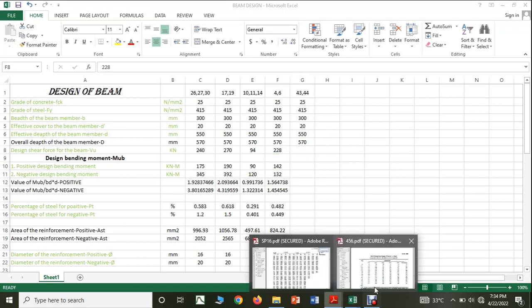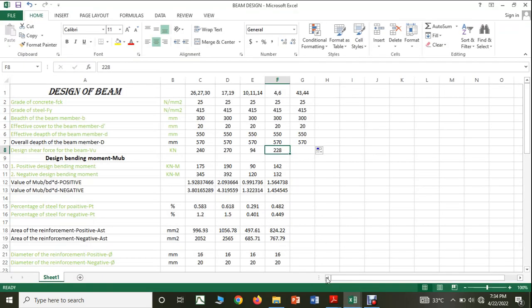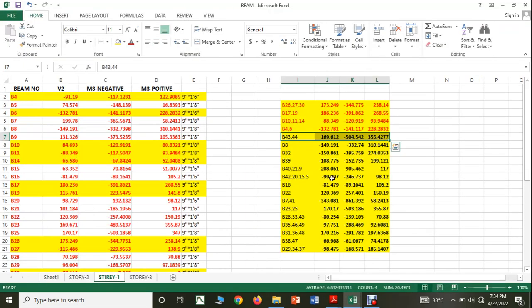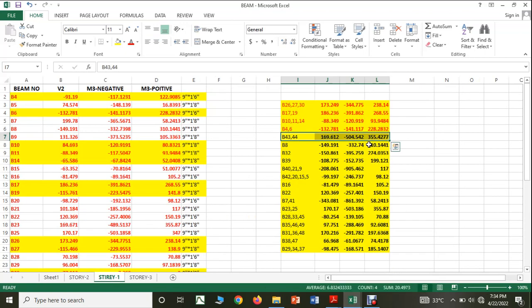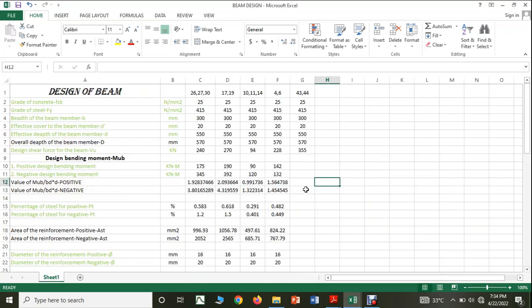Yes, so now if you see, the shear force here is very high. The shear force will be around 355, whereas the positive and negative bending moment values, positive is 504 and 170, right? It is 504 and 170. So this is the Mu by bd square value, and this is the corresponding negative bending moment value.